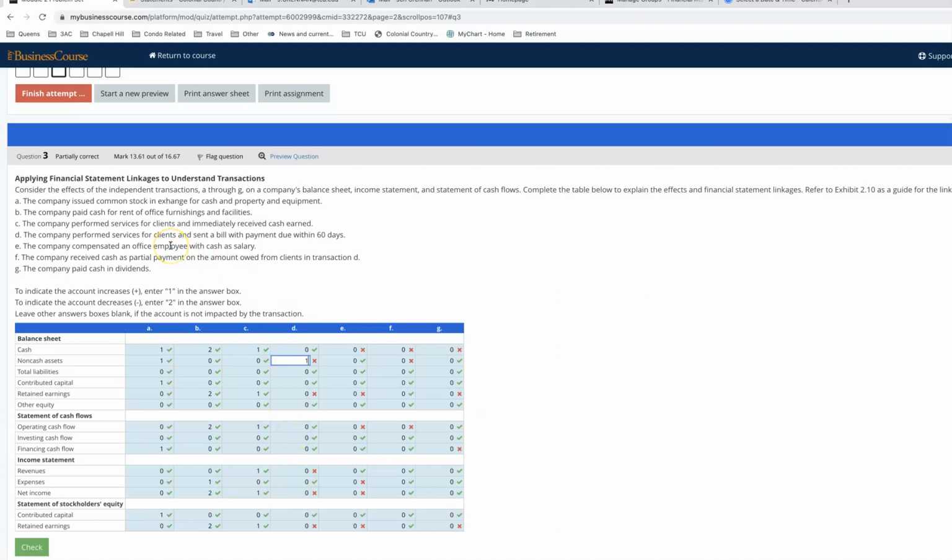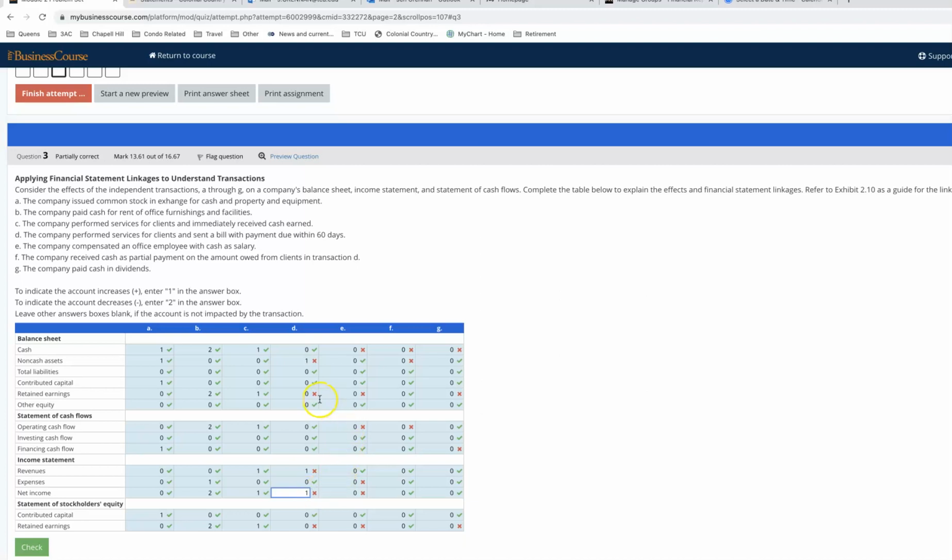Now let me think about the second part of letter D. Okay, we've dealt with the part where we have a receivable. Now let me deal with the part where it tells me I performed a service. Okay, I did the service so I can record revenue. So let's start with the income statement. That's always where you start with income and expense. My revenue has gone up. Remember, when my revenue is higher than expense, I'm going to have an increase in net income.